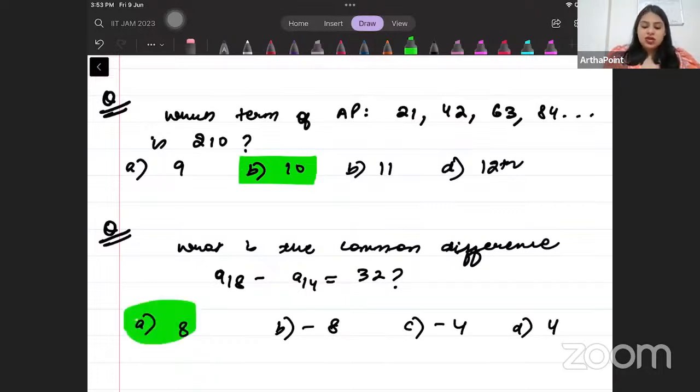So these are the 3 questions for you to practice. Take another 15-20 minutes. Go ahead and practice these questions. And then we will meet after the break. And I will start with the concept of triangles now. And we will revise triangles thoroughly. Okay. So you can practice these 3 questions till then. Thank you.